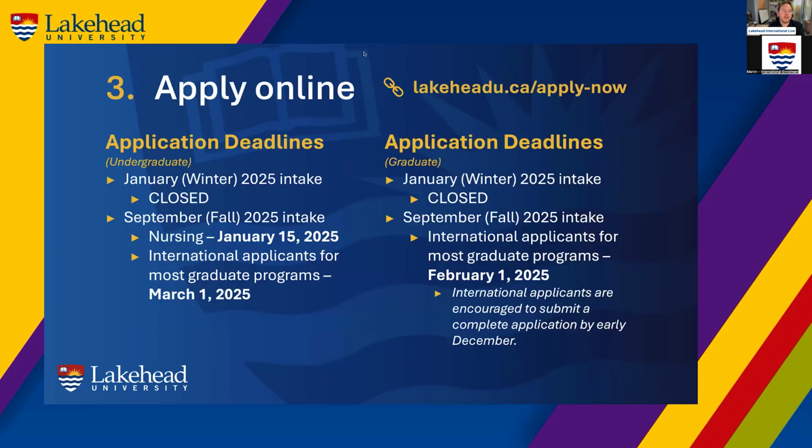So on the screen here, you can see we do have our application deadlines listed. On the left-hand side, for our undergrad students, January 2025 is closed now. So we're looking to September 2025. Some of our more popular programs include nursing, and that's why we do have a deadline that is sooner than most programs. So that's January 15th, 2025. Nursing, of course, is of high demand these days, so the sooner you apply, the sooner our admissions teams can begin assessing your applications and hopefully get you that offer. For the rest of our international applicants joining for most programs at the undergraduate level, your application deadline is going to be March 1, 2025.